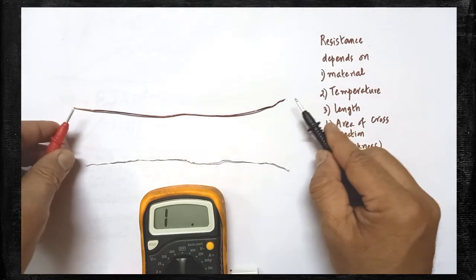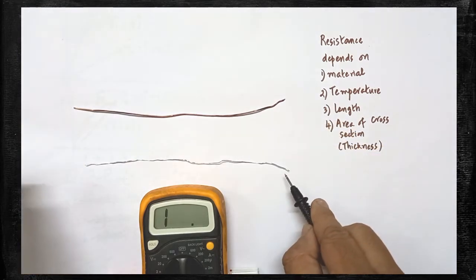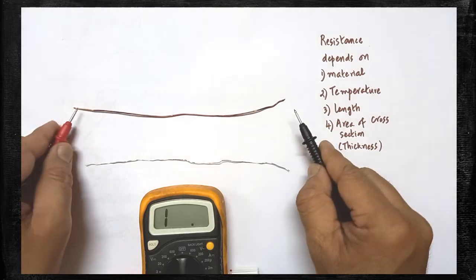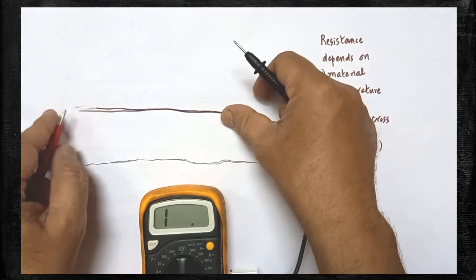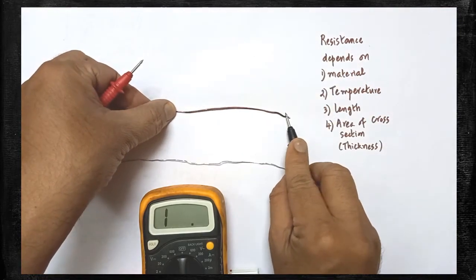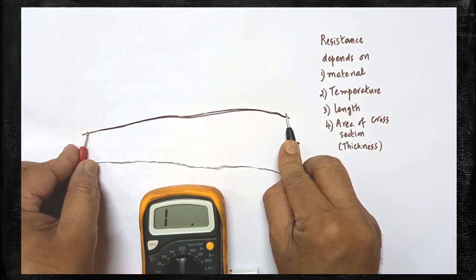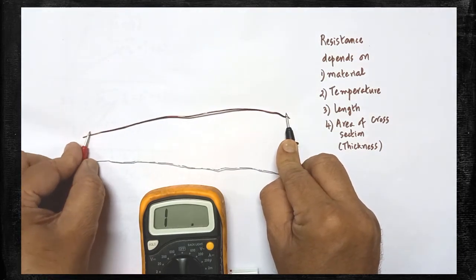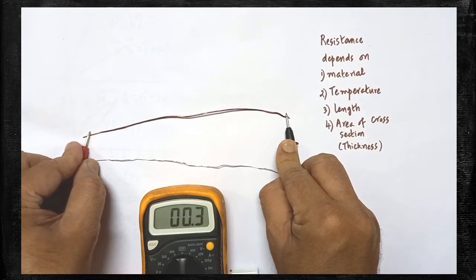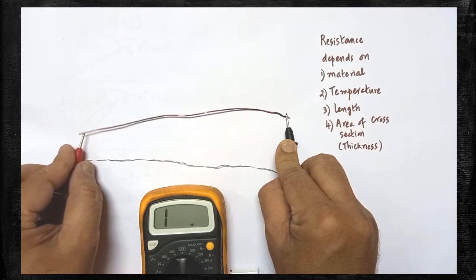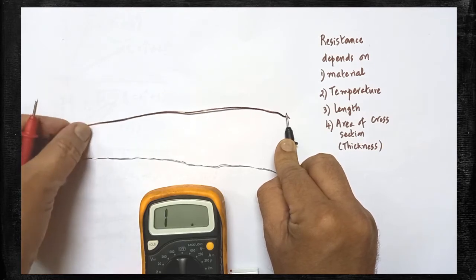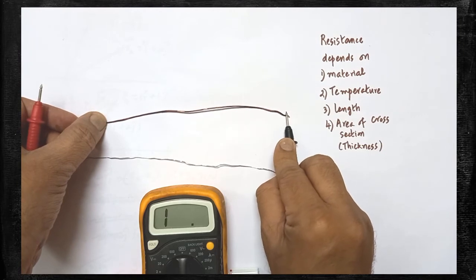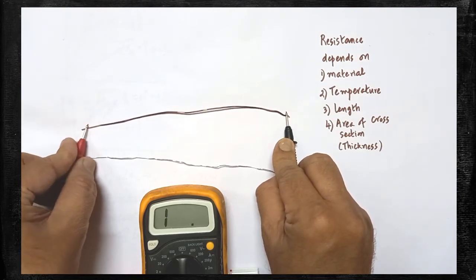Now I am going to measure the resistance of the copper wire. Copper will offer a very small amount of resistance. Look at that, 0.3 ohm, 0.3 or 0.2 ohm, almost equivalent to 0. Are you clear? So the probes must be kept properly. Only then are you able to measure the resistance.